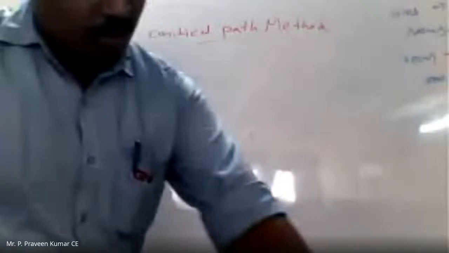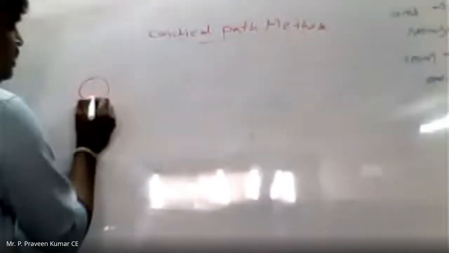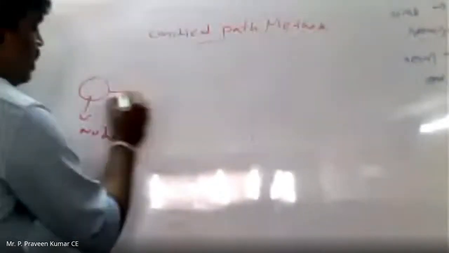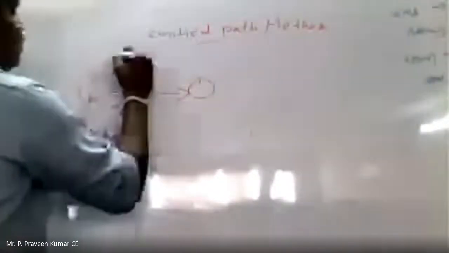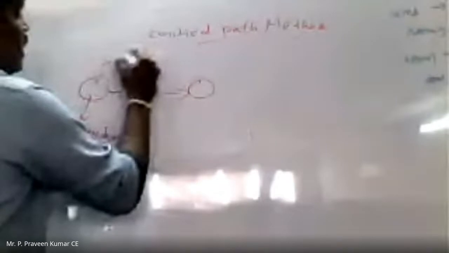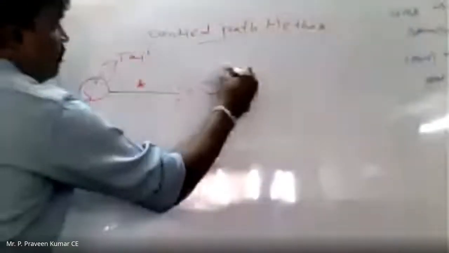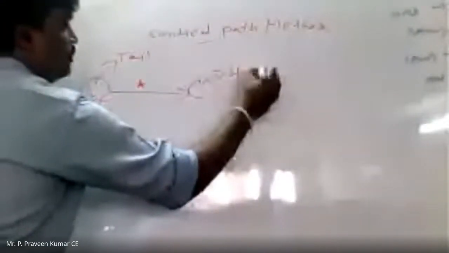This is the critical path method, how to draw. Okay, this is the node. Okay, here this is the activity. This is the node. This we will call tail, and this we will call the head. Okay, this is the activity. These are the two nodes.